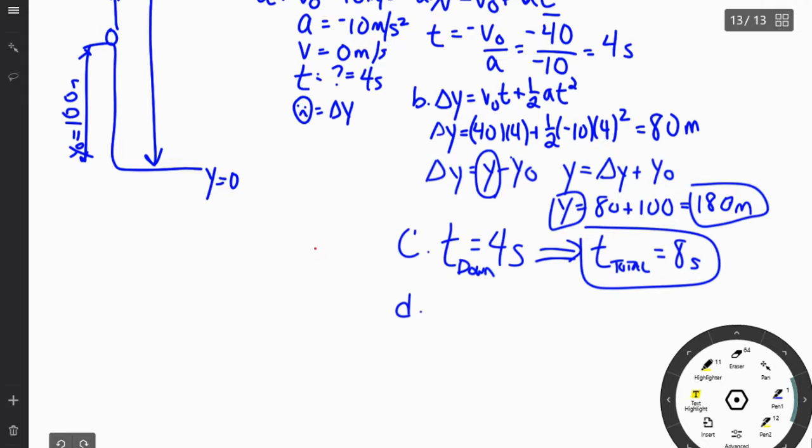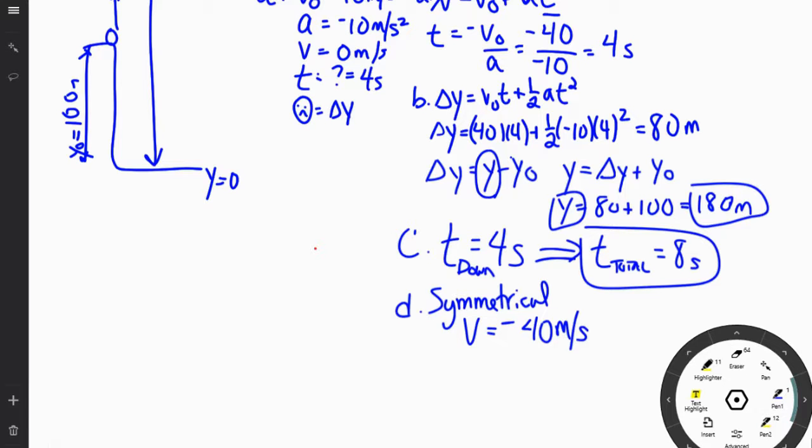Okay. Part D asks, what is the velocity at the original height? Well, remember, this kind of motion is symmetrical. The only thing that changes, so the value will be the same. So it's still going to be 40 meters per second, but because it's traveling now in the downward direction, your velocity will be negative. So the velocity at its original height will be negative 40 meters per second.